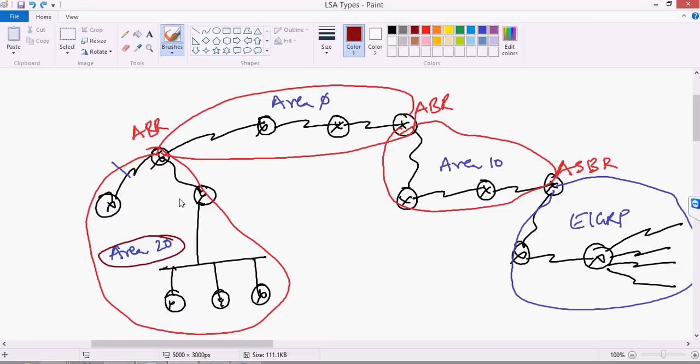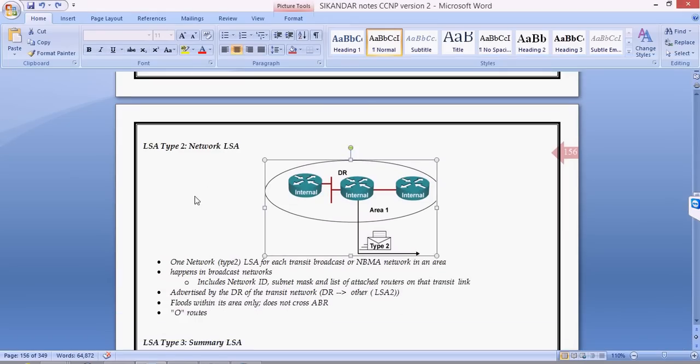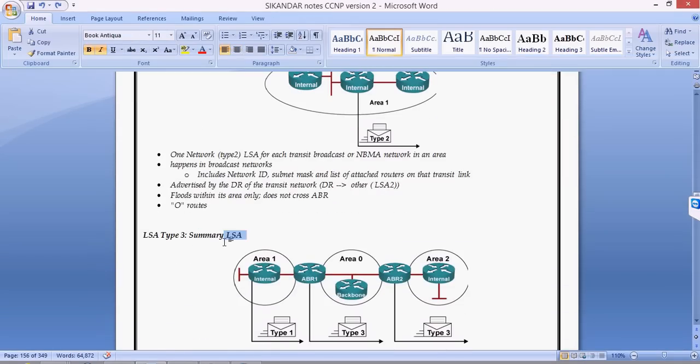I think technically we call it summary LSA. So we call it summary LSA. Summary LSA is, you can see here, this diagram will give you some clear idea. There is an area border router, there is area 1, there is area 0, and the area border router is exchanging the routes between the two different areas. So my diagram will give some more clear idea here. You can see this is the router which is responsible for exchanging the routes between them.